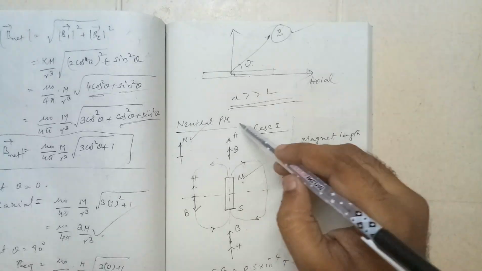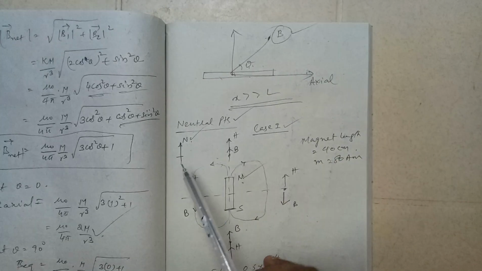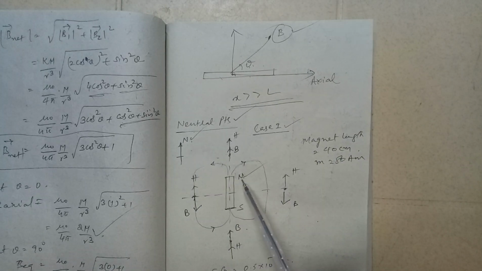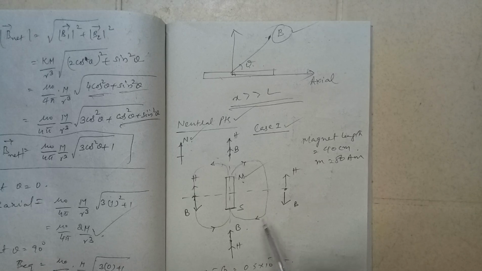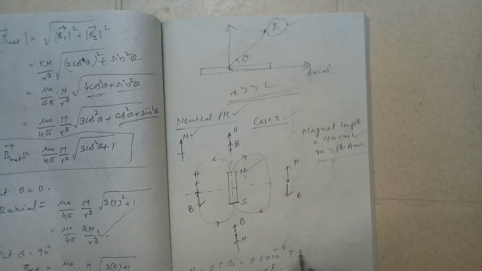Let's discuss the calculation of neutral points. I'll be discussing two cases. Case 1, the geographic north is aligned with the magnetic north of the magnet which I have chosen. The magnet length is 40 centimeters and pole strength is 80 ampere-meters. So in this situation, what happens?